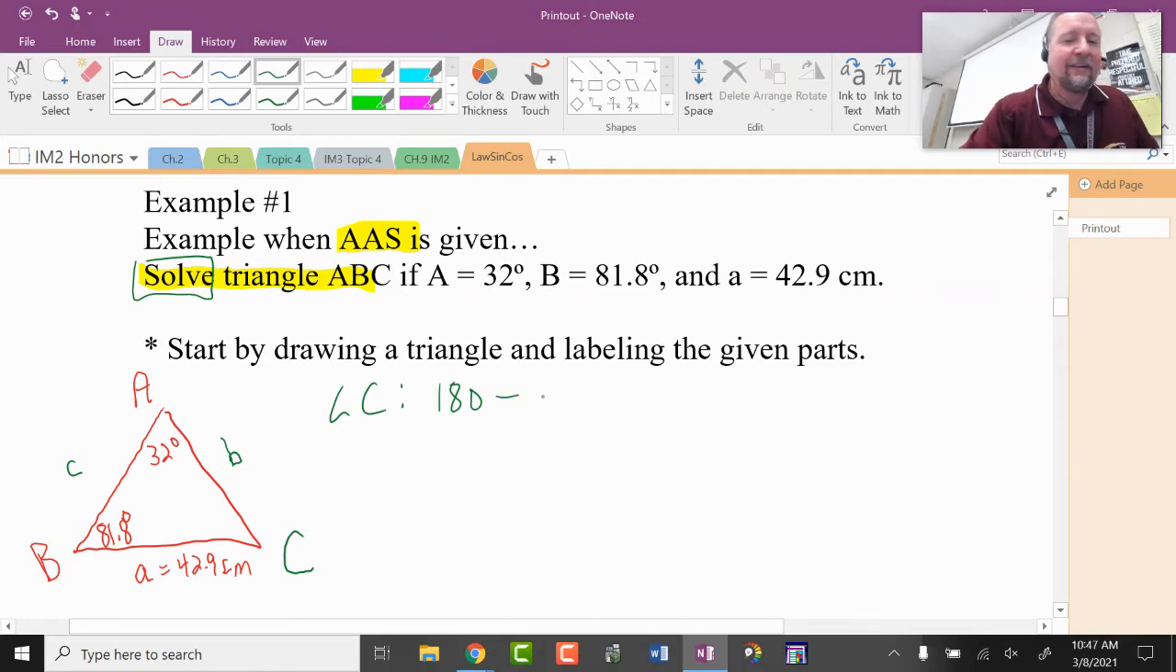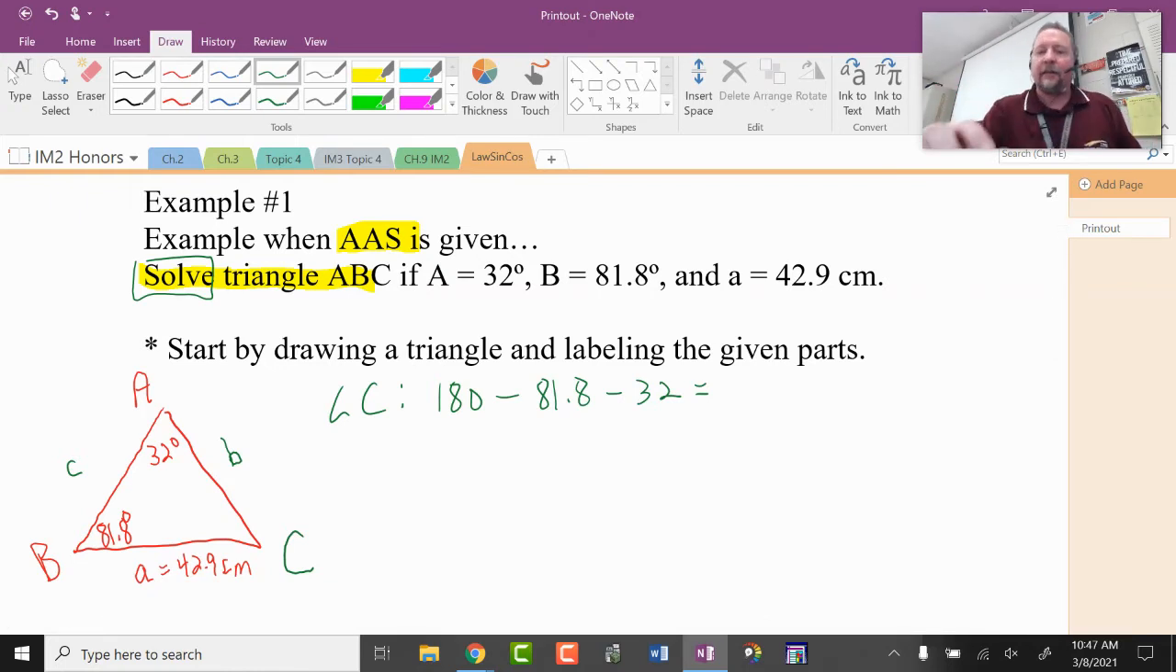You go ahead and punch your buttons. Can someone do that for me? Be a pal and just tell me what 180 minus those two are. But don't write that down. Write angle C equals and then calculate it. Thank you, Ethan. It is much appreciated.